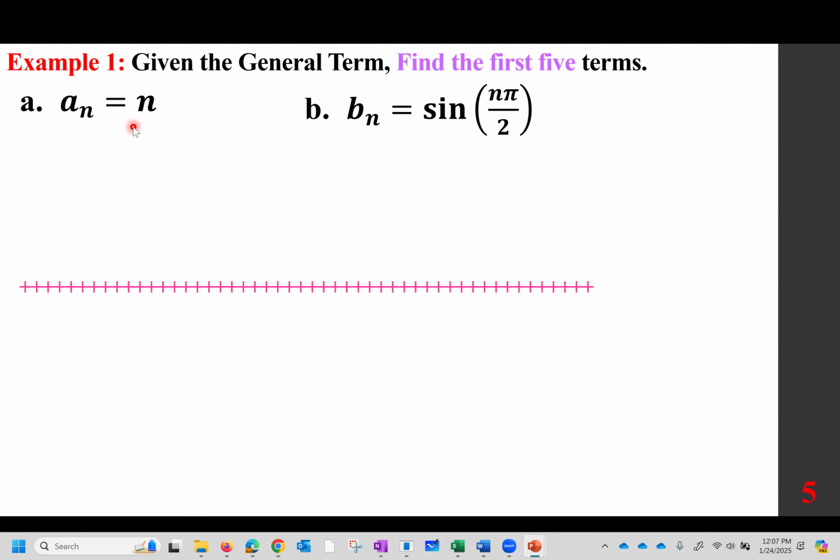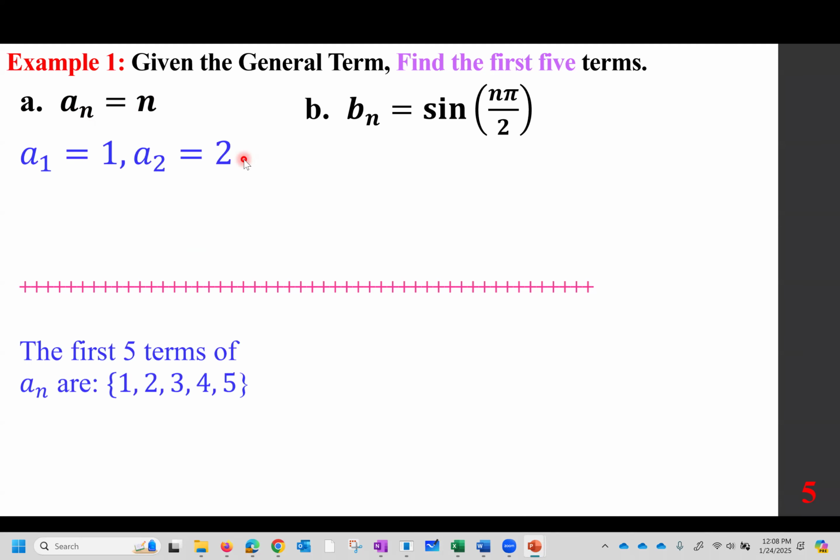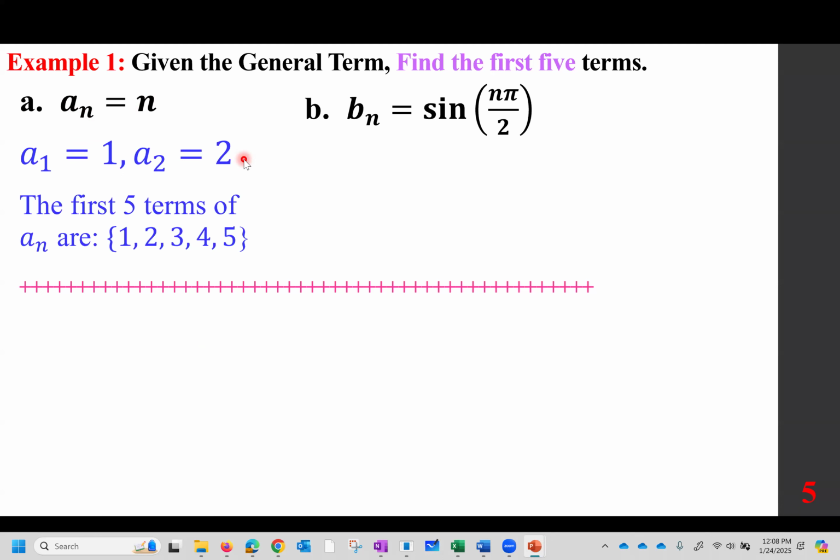A sub n equals n. So what it means is that the subscript and the value are the same. So if you want the first term, a sub 1 is 1, a sub 2 is 2, a sub 3 is 3, and so on and so forth. So the first one is a very straightforward and simple sequence. So a sub 1 is 1, 2 is 2, 3 is 3, and so forth. 1, 2, 3, 4, 5, because we want the first 5 terms.